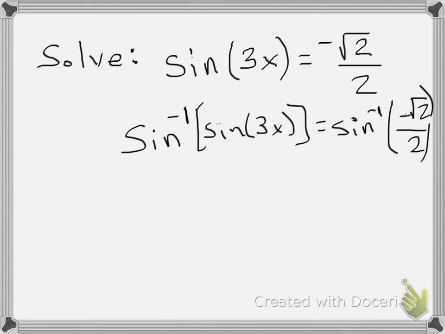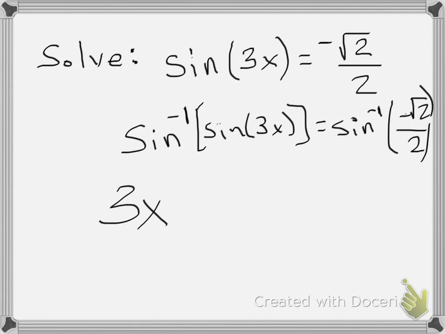So, on the left side, the arc sine of the sine, they are opposites. That's like adding 5 and subtracting 5. That's like squaring something and then taking the square root. They cancel each other out because they're opposites. That's the goal of doing the opposite. And so when I take this arc sine of the sine, all I'm left with is 3x.